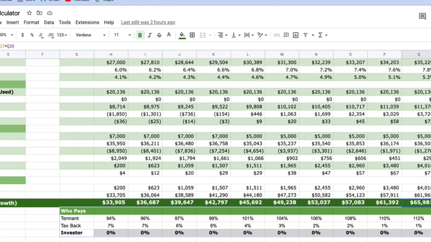So that's how the cash flow calculator looks like.